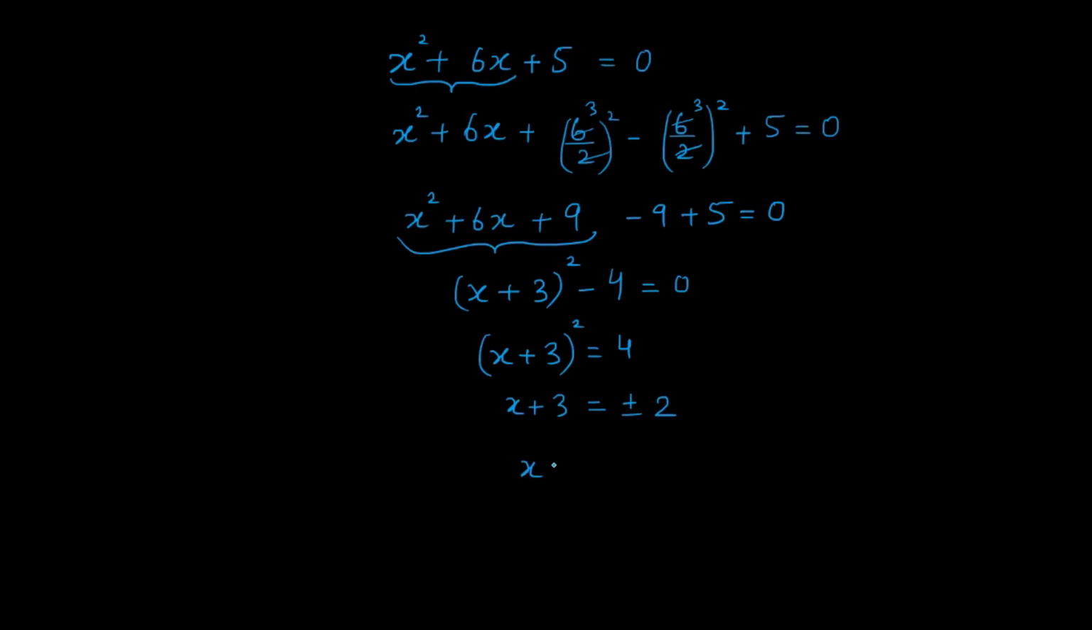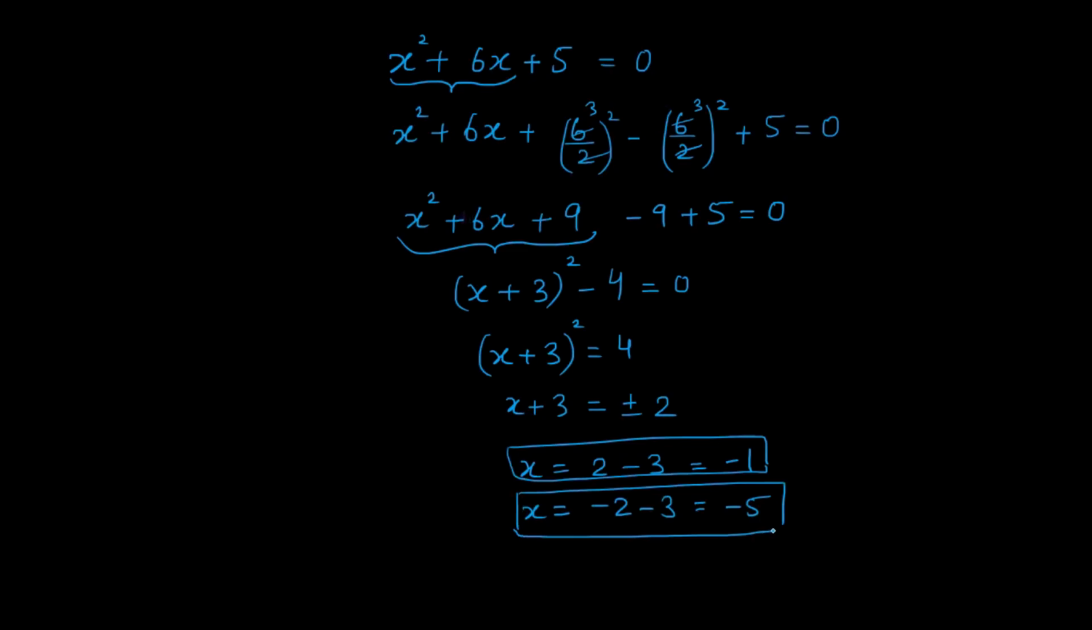Now x equals 2 minus 3, and x equals minus 2 minus 3. This will become minus 1, and this will be minus 5. So these are the two values of x we get. So this is the second method of solving a quadratic equation, and this method is important while plotting a graph of a quadratic function, where you will use this as a vertex form that we will cover in our next lecture.